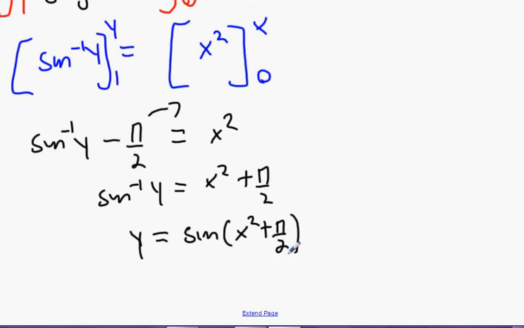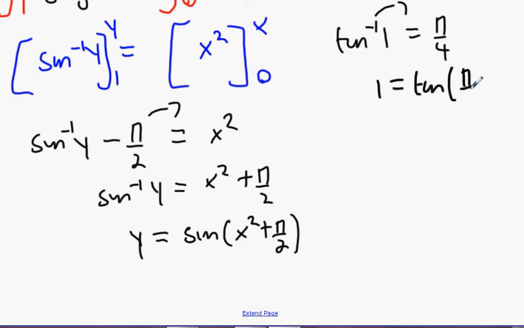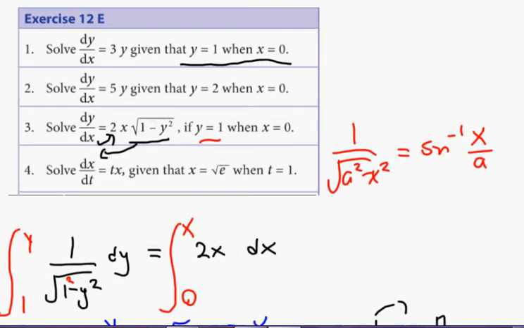For those of you that are struggling to get that into your head, if I had tan inverse 1, and we know tan inverse 1 equals pi over 4, if I move the tan over to the other side, it's 1 equals tan of pi over 4. You can see when tan inverse crosses over to the other side, it turns into tan, and whatever is on the other side ends up being the angle for that trigonometric function in question. Okay, so that's 1 and 3 done already.